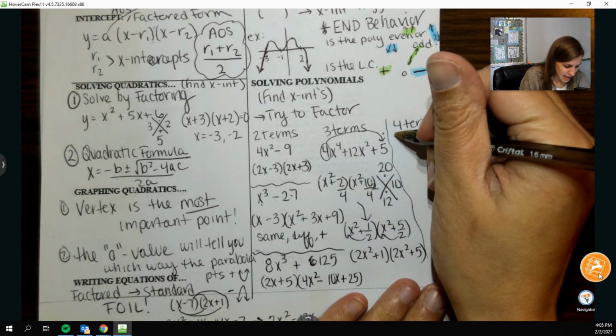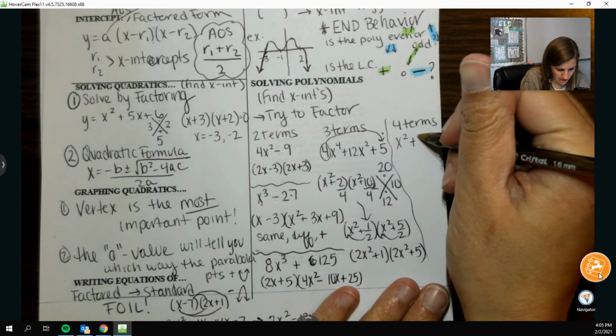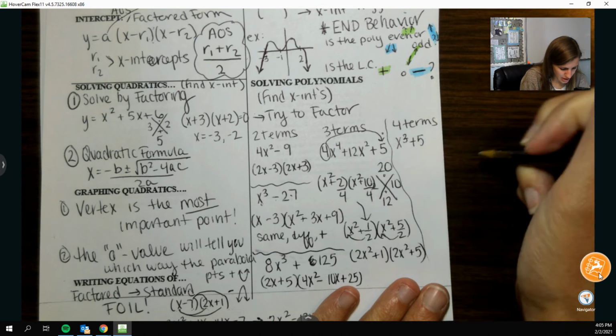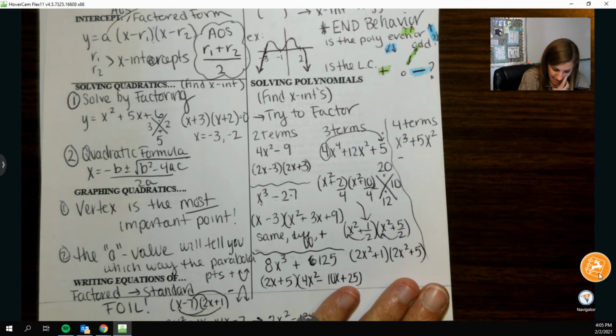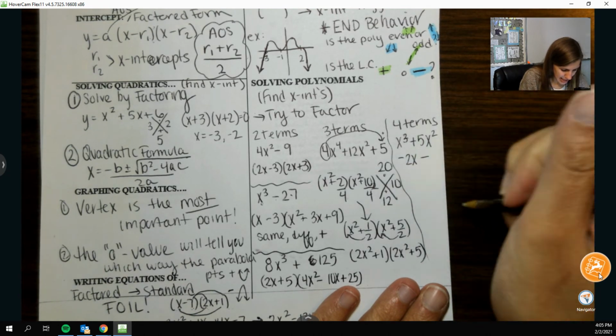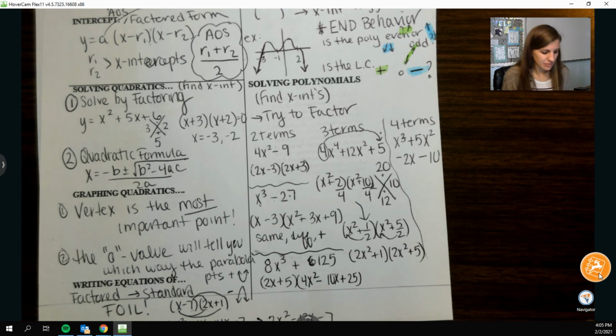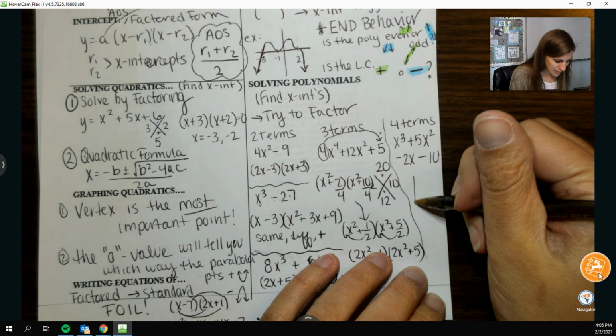excuse me, if I have x squared plus, oh my gosh, x to the third, I lie, plus 5x squared minus 2x minus 10. If you have a four-termed thing like that, there's a couple of different ways I've seen it taught. Like you can factor by grouping, and that's super cute and pretty fun. I like to put it in a box.